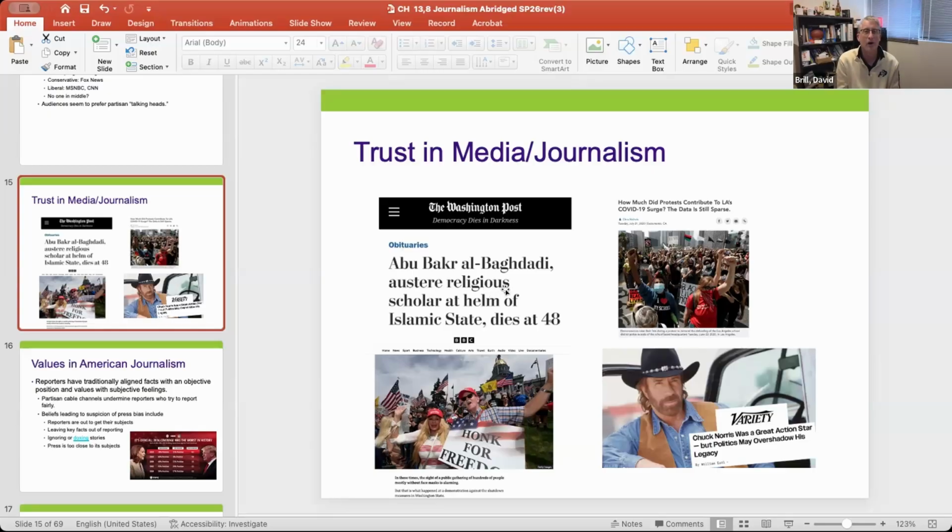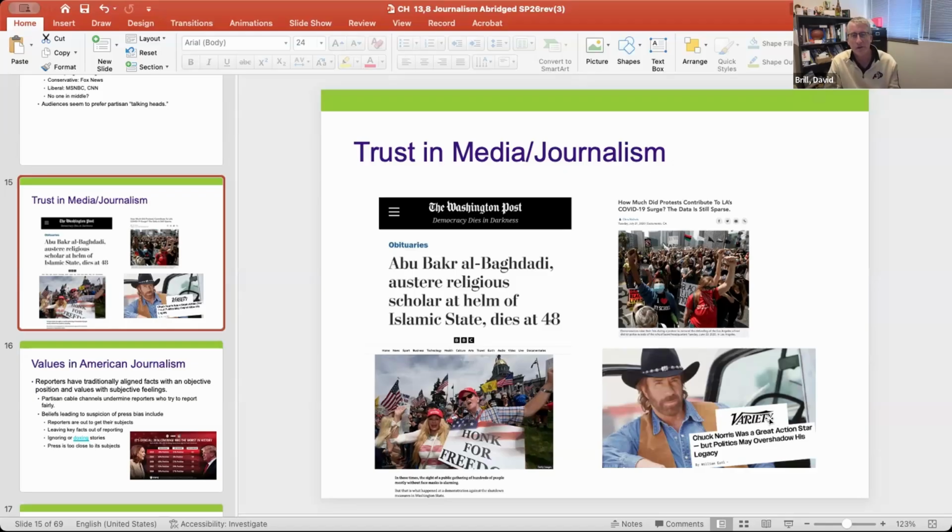So you can see: Abu Bakr al-Baghdadi, austere religious scholar at helm of Islamic State, dies at 48. And it wasn't like it was, Iran's top terrorist leader dies at 48 or whatever. I mean, just imagine, if you will, taking a headline like this and trying to spin Adolf Hitler in a less than evil light. I think people would probably, rightfully so, have an issue with that. Well, I think there were a lot of people that were clearly not happy the Washington Post portrayed this guy as somewhat of a sympathetic character just with a simple headline. I'll let you draw your own conclusion on that.